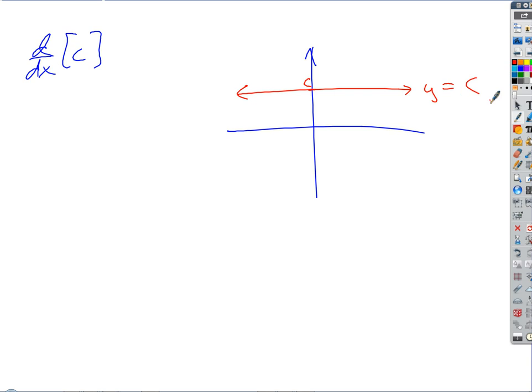So what's the derivative of that? What's the slope of that line? 0. So the derivative of a constant is always 0. Okay, there's kind of our most basic differentiation rule.